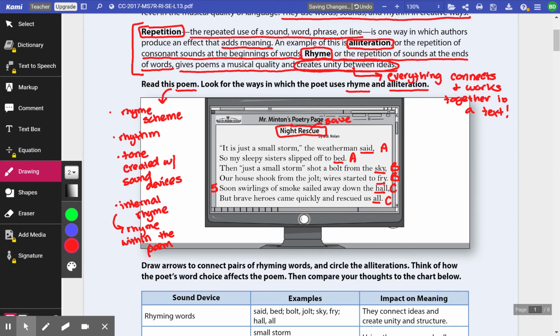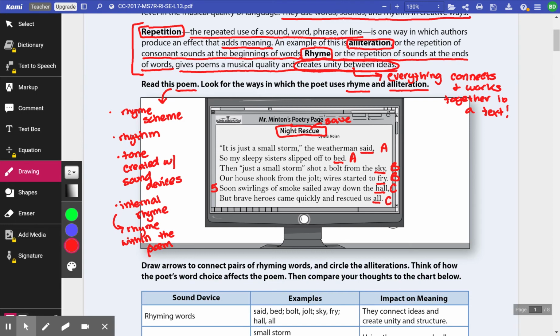So before we move on and start reading, I want us to notice the pattern here. It seems like every 2 lines are repeating themselves. So said, bed, sky, fry, and then hall and all. So I'm going to show you guys how to create a poetry tree.